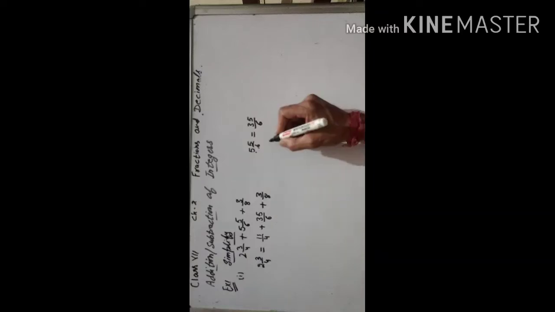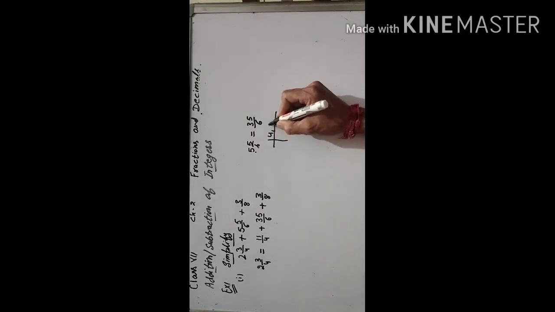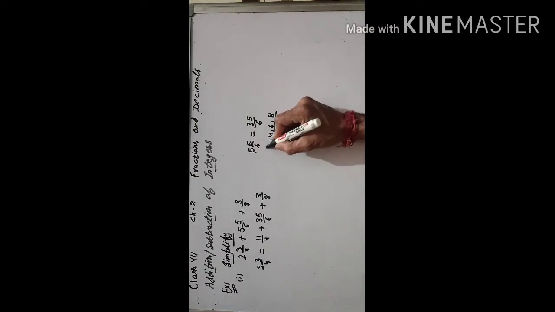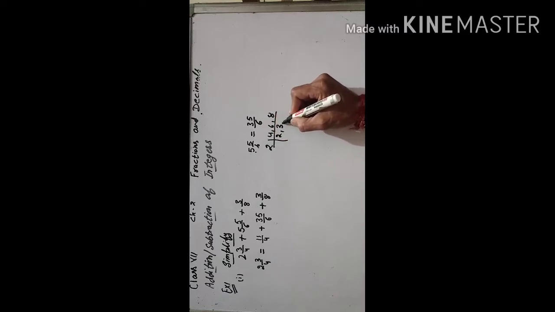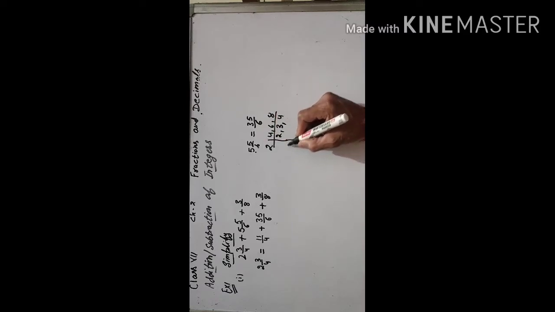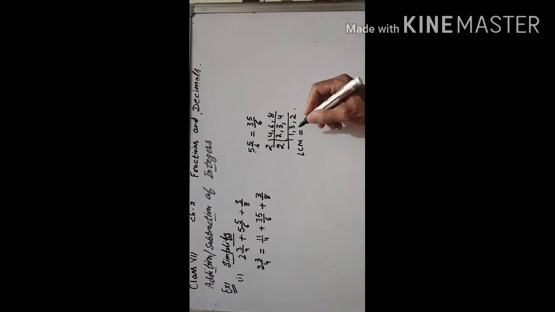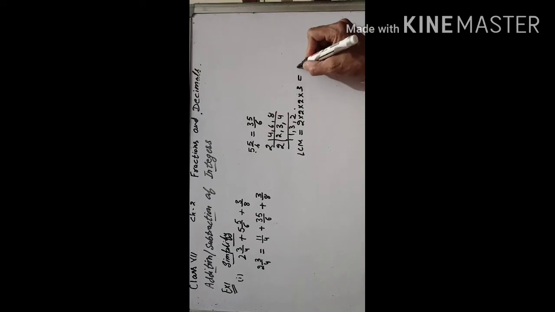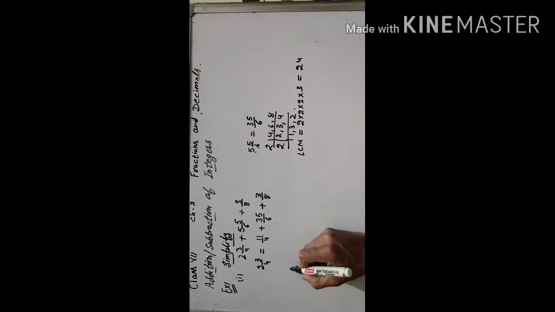Now we have to take the LCM of 4, 6 and 8. 2 2s are 4, 2 3s are 6, 2 4s are 8, then 2 1s are 2, 3, and 2 2s are 4. So the LCM of these three, 4, 6 and 8, is 2 into 2 into 2 into 3, that is 24.